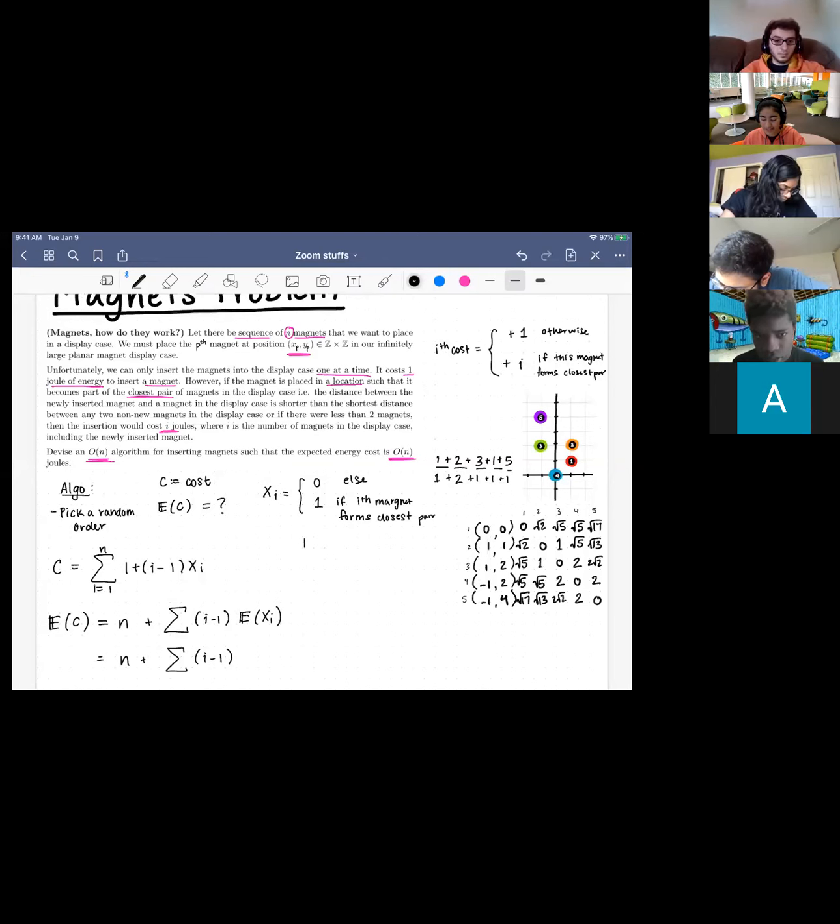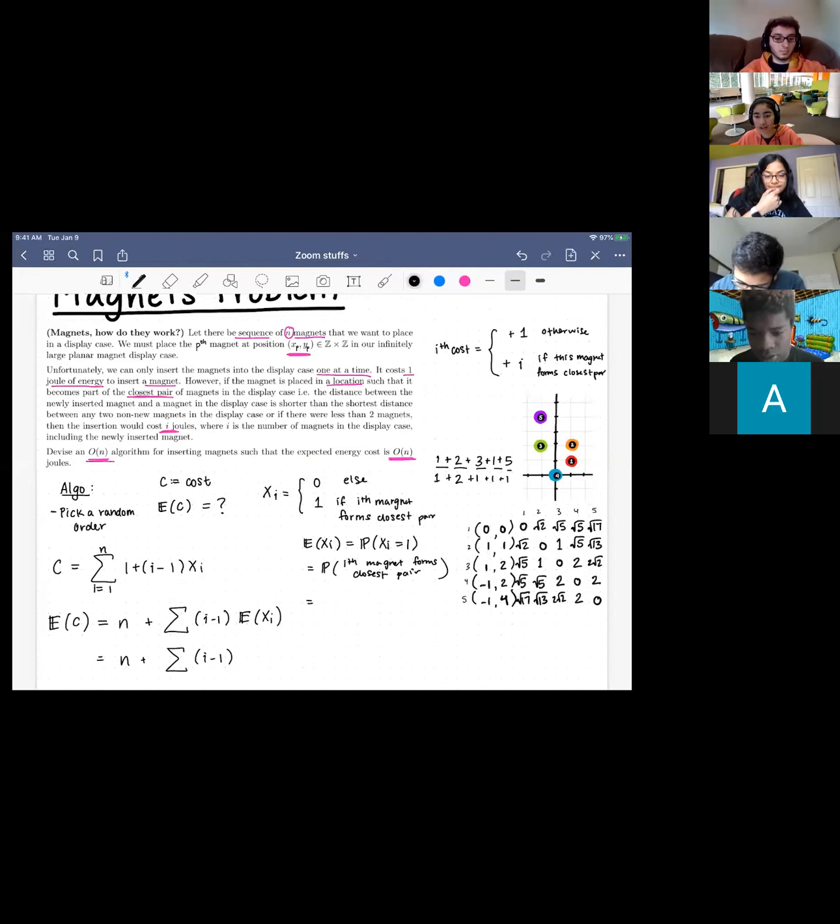We know xi is an indicator, so its expected value is just going to be the probability that it's equal to 1. But what is the probability that it's equal to 1? In other words, what is the probability that the ith magnet forms the closest pair? Keeping in mind that the ith magnet is completely uniformly random out of all of our magnets.